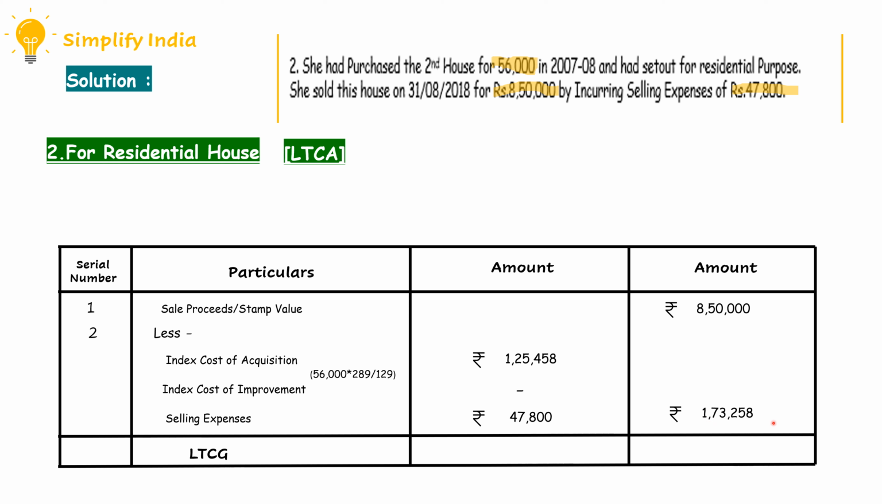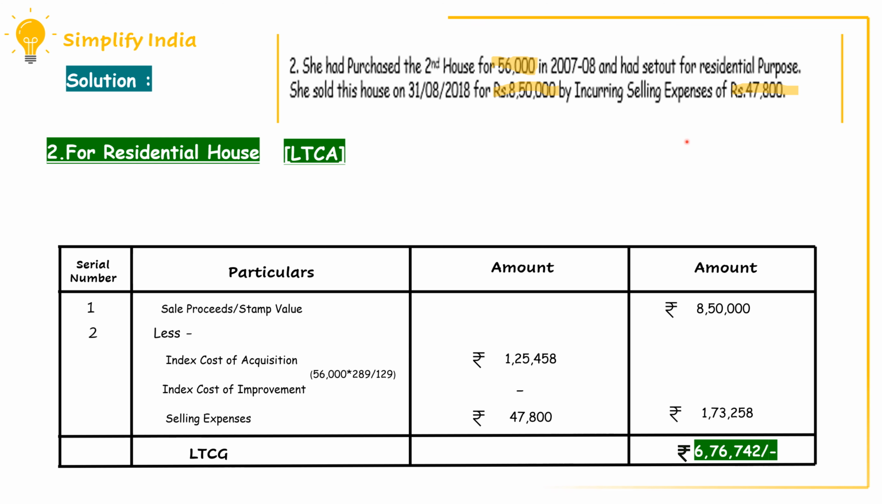1,73,258. When we deduct from the sales proceeds, that is rupees 8,50,000 minus 1,73,258, we will get a long-term capital gain of rupees 6,76,742. Here she has not purchased any other house by selling this particular asset, so there is no exemption given for this particular asset.